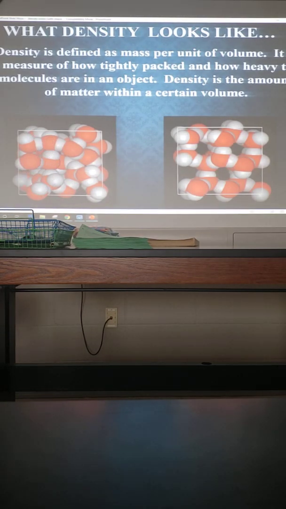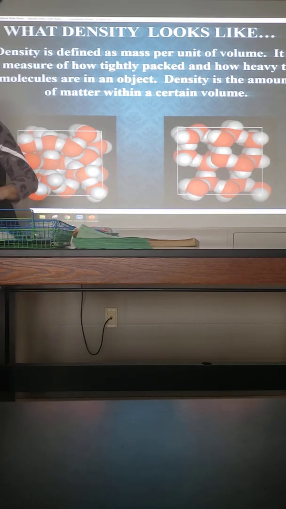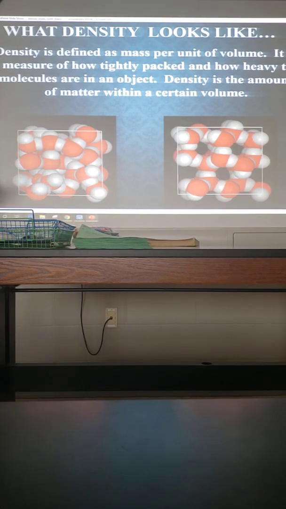Okay, I think this one helps show visually what's going on when we're talking dense versus not dense. Density is defined as the mass per unit of volume, or how much mass is in a given amount of space. How tightly packed are those molecules, basically. All right, if I have the same volume, look at this little gray box here. If I have the same amount of space they're taking up, which one is more tightly packed, the one on the left or the one on the right? Raise your hand if you think the one on the left is more tightly packed. Okay, anybody like the one on the right?